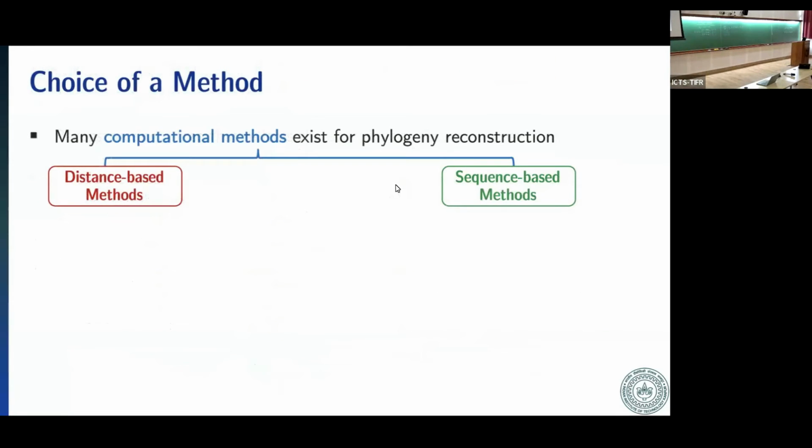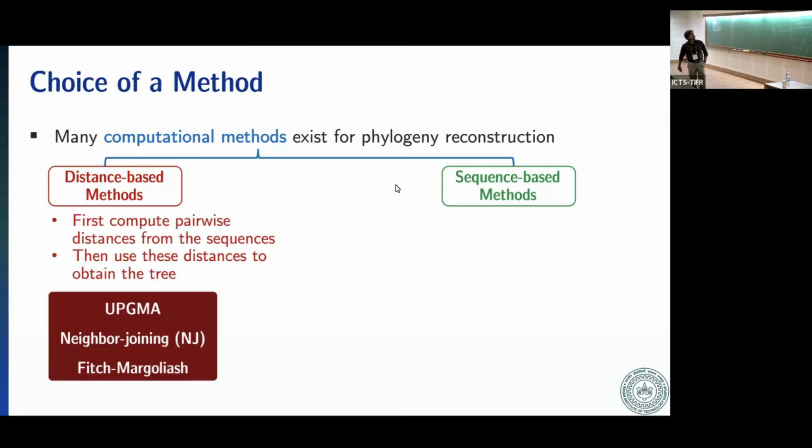So the second thing is the choice of methods, really. Over time, this field of phylogenetics, which is really a subfield of discrete maths, I should mention, has developed a lot of computational methods. Broadly they can be classified into 2 groups. The first is distance-based methods, and the second is known as sequence-based methods. So what is the distinction?